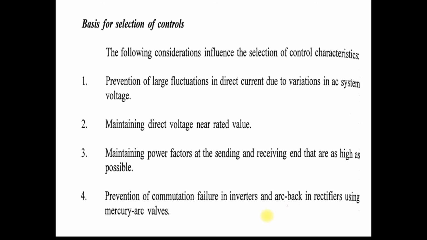And the last one is the prevention of commutation failure in the inverters and arc back in the rectifier when using the mercury arc valve. But nowadays we do not use the mercury arc valve, so arc back does not happen. But yes, it is possible that commutation failure happens in the inverter because of misfiring of the valves or late firing of the valves. So when we design any control circuit for the HVDC controllers, we keep in mind all these 4 points so that we can provide efficient control of the HVDC system.